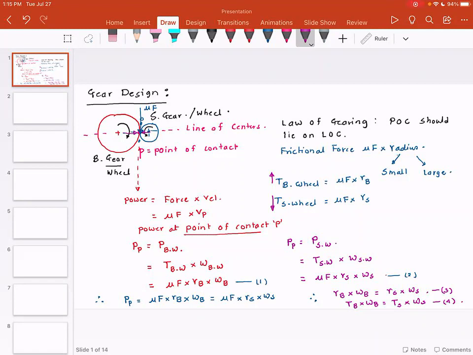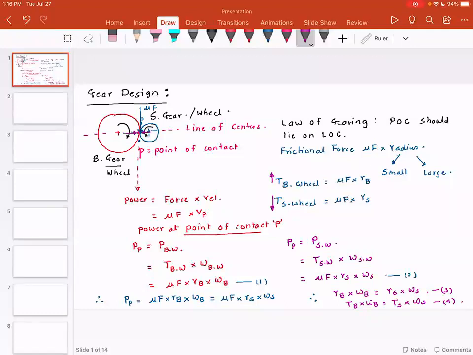What it means is, as the speed of the gear increases, the torque on the gear decreases. As the speed of the gear decreases, the torque on the gear increases. So this is the equation that we derived in last class, but this equation comes from the law of gearing.